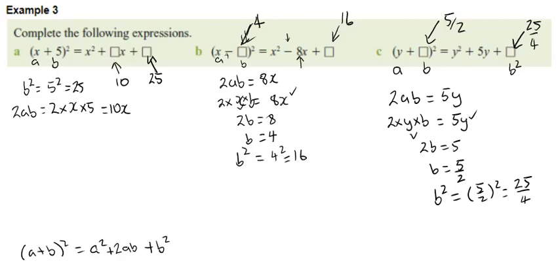Alright, let's see if you can do the answers for question 6.